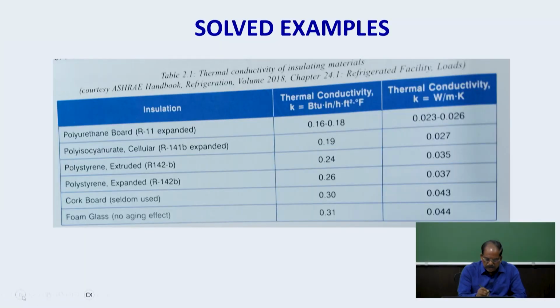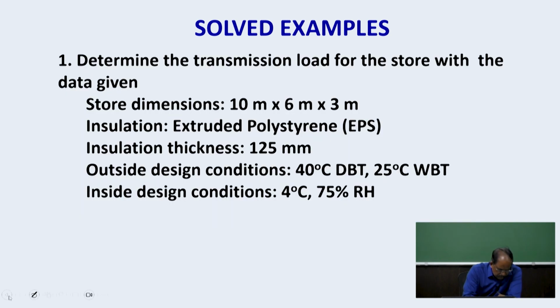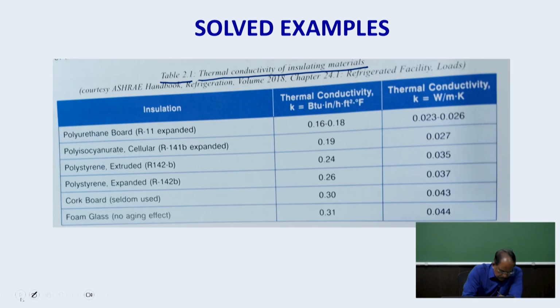So here, if you see this table, there are 3 columns. The first one is the insulation material. This is table 2.1, thermal conductivity of insulation material. If you have a look at the problem, the insulation material is mentioned and the thickness is given, but the thermal conductivity of the material is not given, for which I will be using this table.